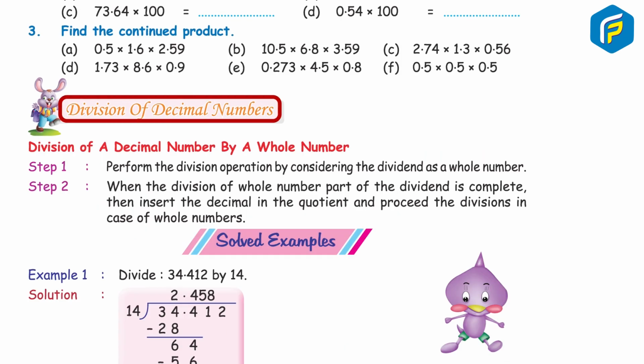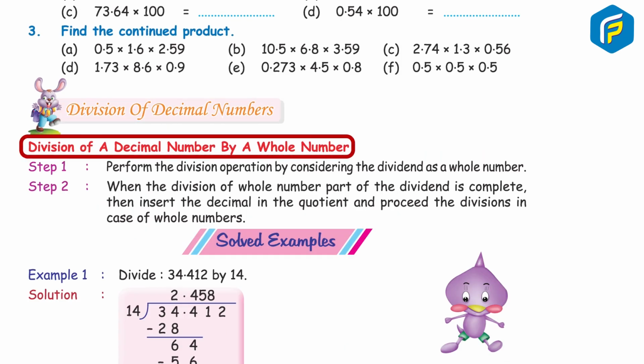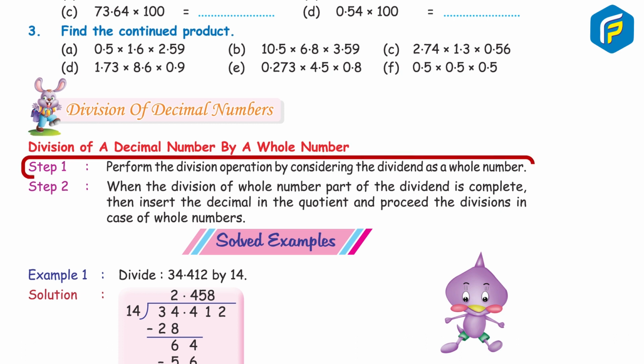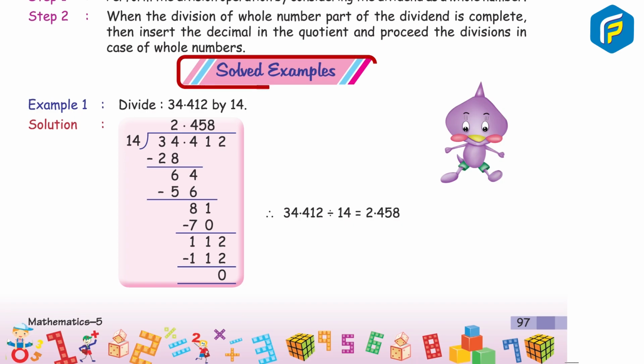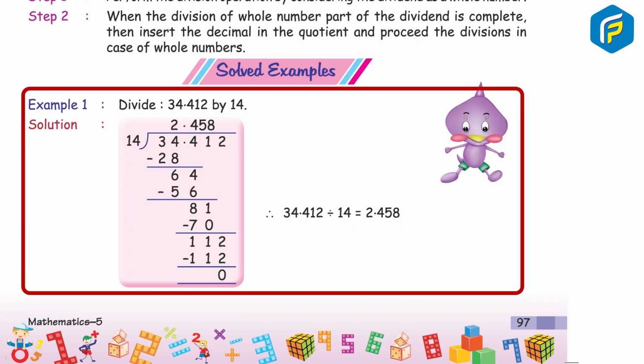Division of decimal numbers. Division of a decimal number by a whole number. Step 1. Perform the division operation by considering the dividend as a whole number. Step 2. When the division of the whole number part of the dividend is complete, then insert the decimal in the quotient and proceed with the division as in the case of whole numbers. Solved example. Example 1. Divide 34.412 by 14. Solution. 34.412 divided by 14 equals 2.458.